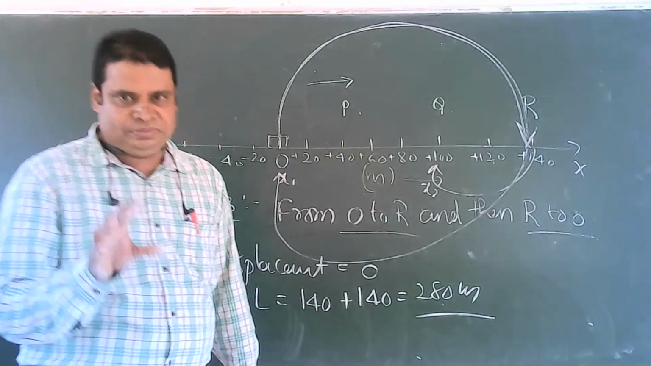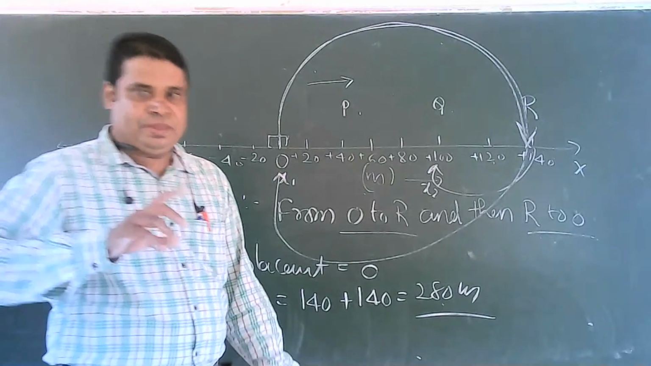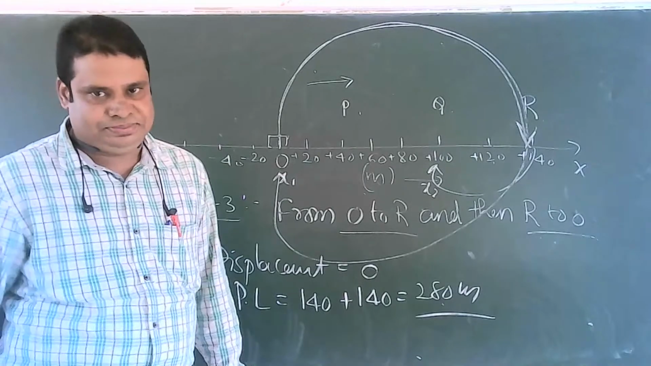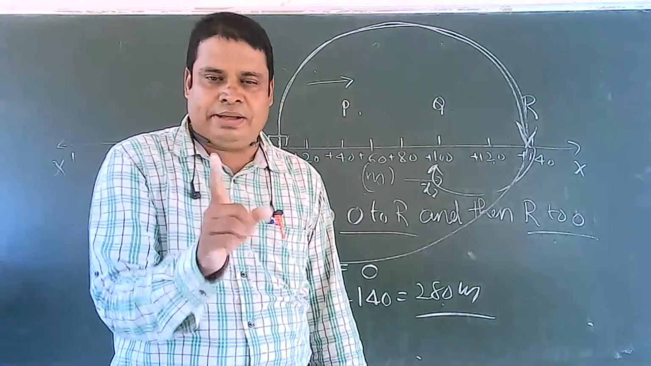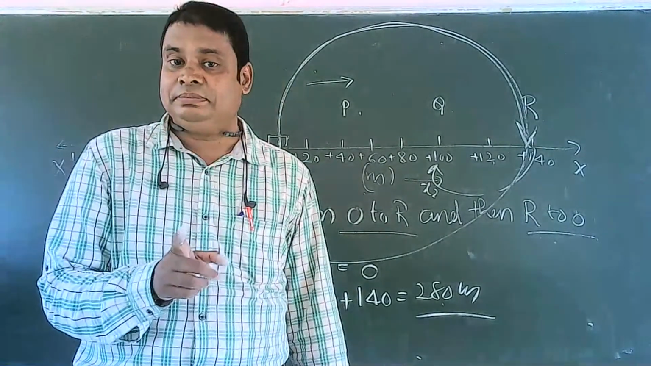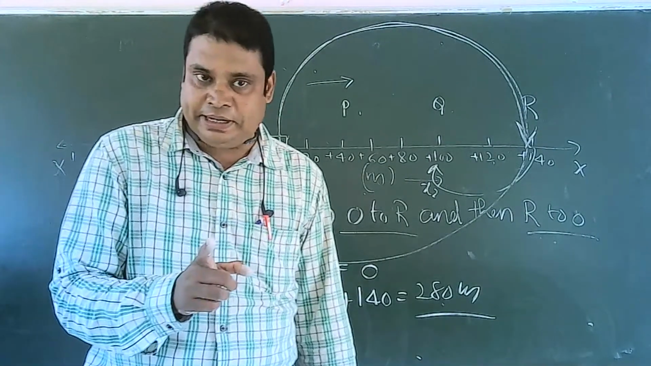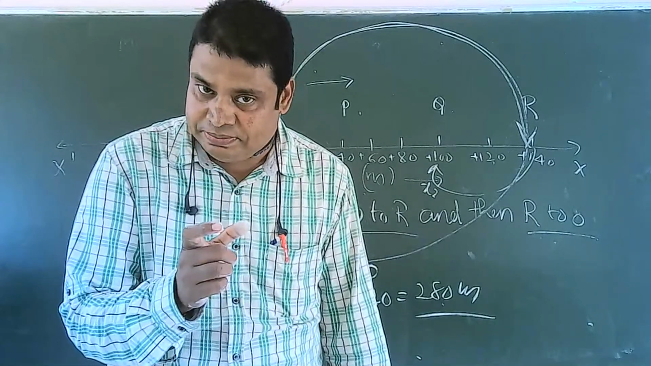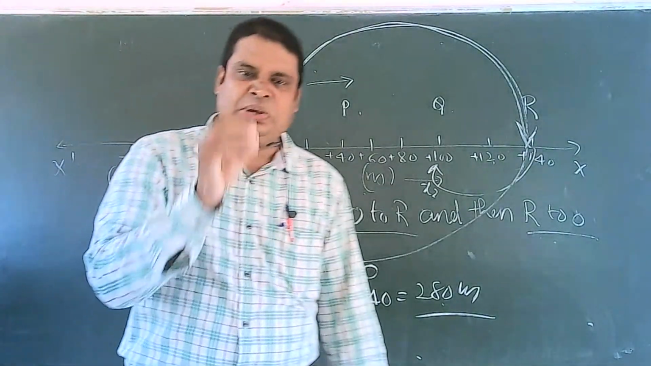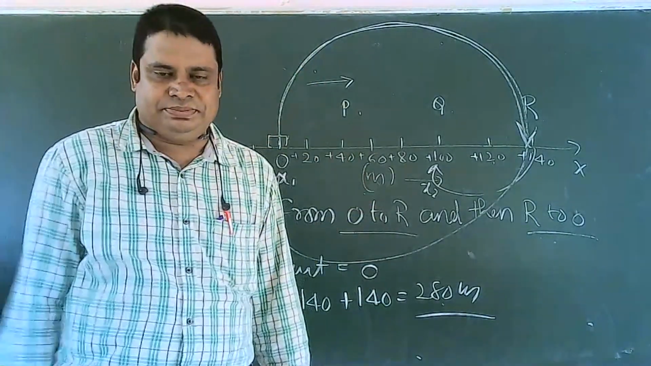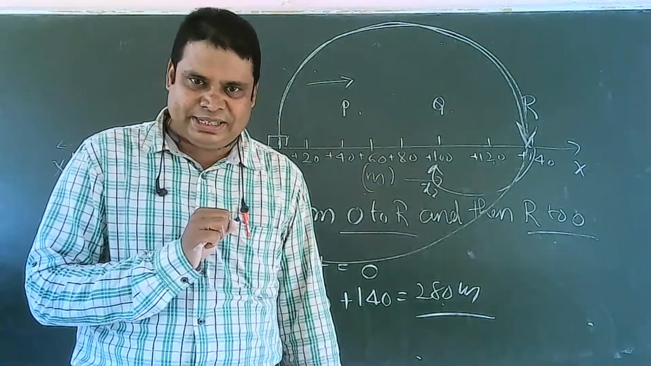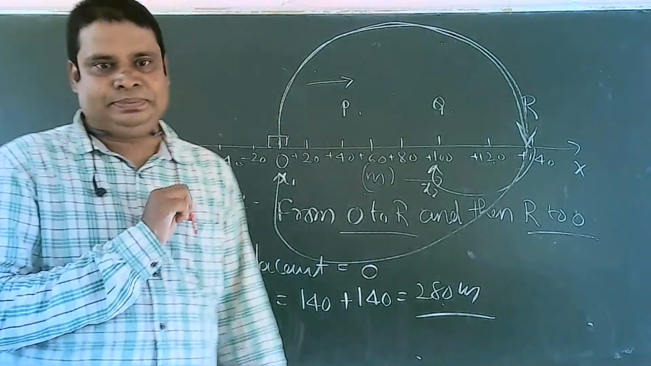This is the difference. In the first case, we came to know that path length may be equal to displacement if motion is along a straight line in a particular direction. In the second case, your path length is always greater than displacement. In the third case, displacement may be equal to 0, negative or positive, whereas path length is always positive. Hope you understand. I will give you a homework.